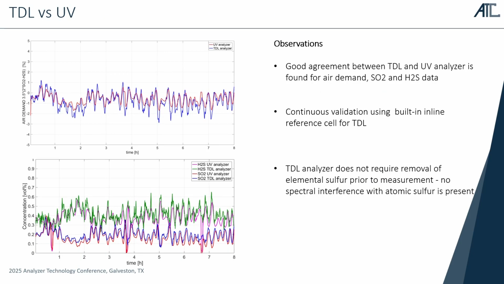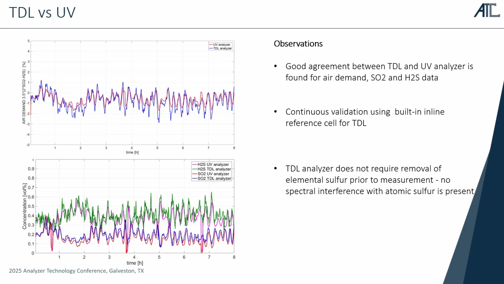So this is the data we got from the customer. What you see is an 8-hour log. In the upper figure, we see the air demand output, and the red one is a UV analyzer, and the blue is a TDL. You can see that the agreement is quite good. So we follow the trend.